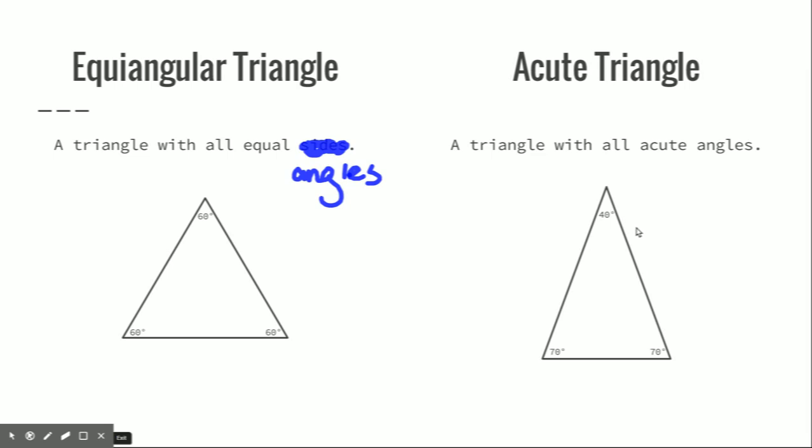An acute triangle is a triangle with all acute angles. So as you can see here, all the angles are less than 90 degrees. They still all add up to 180, but it's less than 90 degrees, so that makes an acute triangle.